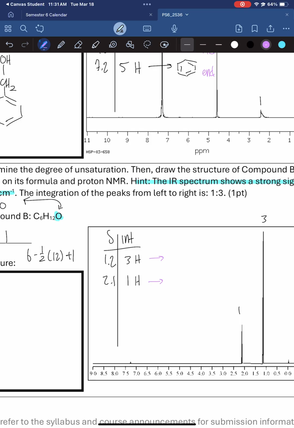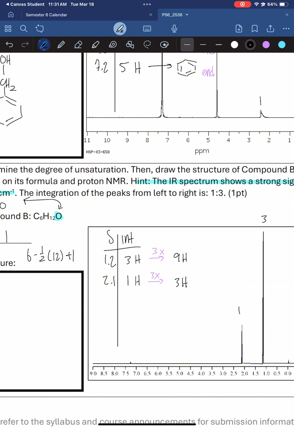So in this case, the common factor to get us to the correct number of hydrogens is going to be 3. This is going to give us 9 hydrogens and 3 hydrogens here. And now this is starting to make a lot more sense. So now it's time to propose a structure.